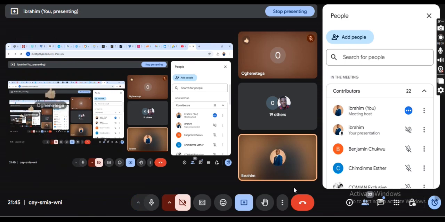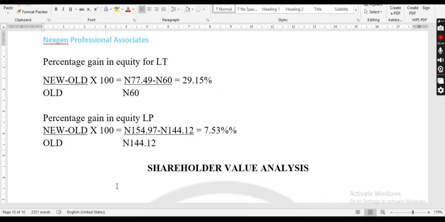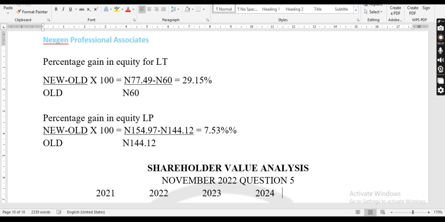So, suggested solution. November 2022. The years: 2021, 2022, 2023, 2024. Then this is 2025 and beyond.